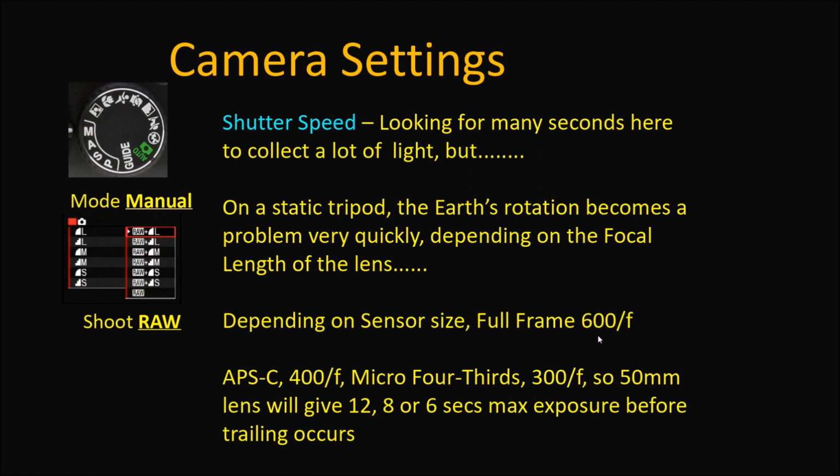So that's really then when you use smaller sensors, you use a different number. So my Micro Four Thirds camera, I use 300, so I get only 6 seconds with a 50mm lens because it's magnifying more.